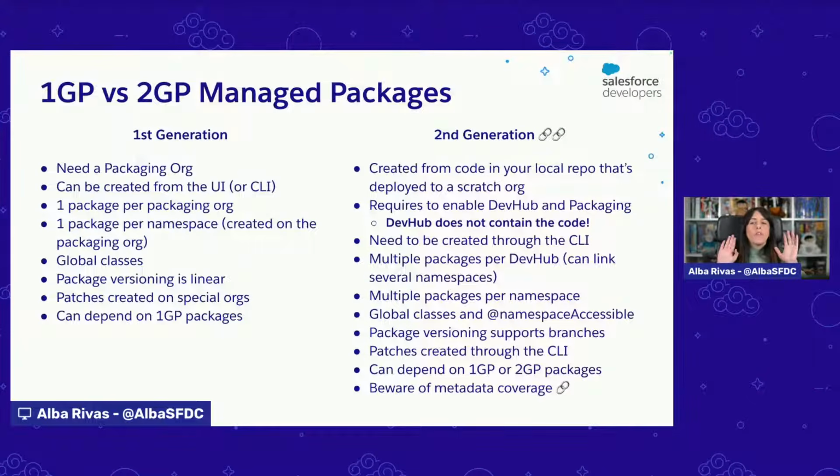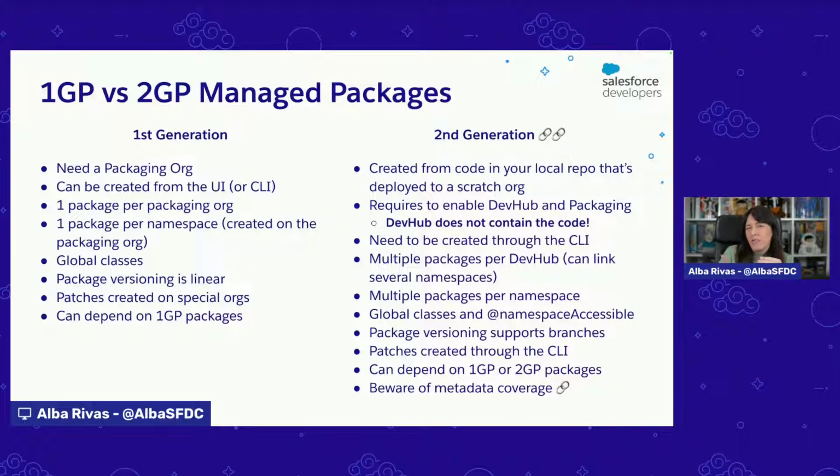So we have first generation and second generation managed packages, right? First generation managed packages need a packaging org, need your code, your metadata to exist in a packaging org, so you can create the package from there. However, with second generation managed package, the source of truth is your version control system. Those packages are created from the code that you have in your local repository.